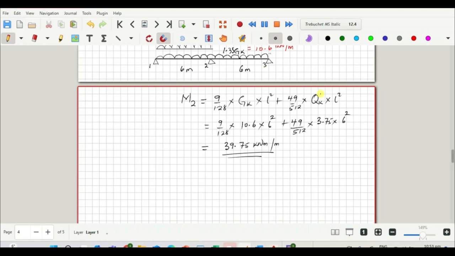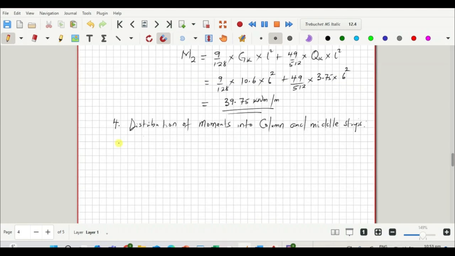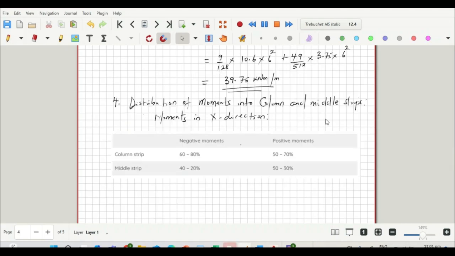So the next step, that will be the fourth step, let's call that distribution of moments into column and middle strips. We are going to consider the moments in the X direction first. As mentioned earlier on, we'll be using the equivalent frame method as outlined in Eurocode 2. The table as seen on the screen is obtained from Eurocode 2, and it shows how the moments will be distributed into the column and middle strips.